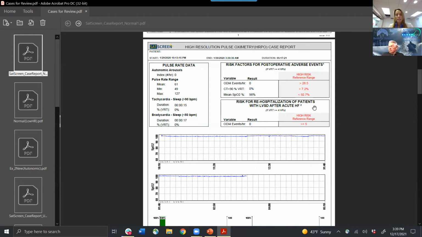The second box here is primarily, again, for hospital providers. This is when an admission occurs for acute heart failure, their risk of rehospitalization. So basically, if the patient has sleep apnea and they've been hospitalized for acute heart failure, they're highly susceptible to rehospitalization in that situation.